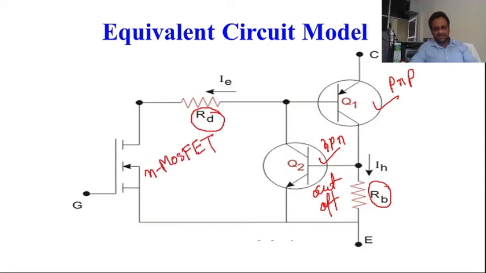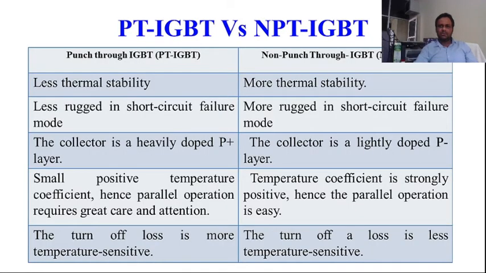Simplify this circuit by neglecting Q2. Two IGBTs are more thermally stable. PT type IGBTs are less rugged in the short circuit failure mode. On the other side, the non-punch through IGBTs are more rugged towards the short circuit failure mode.